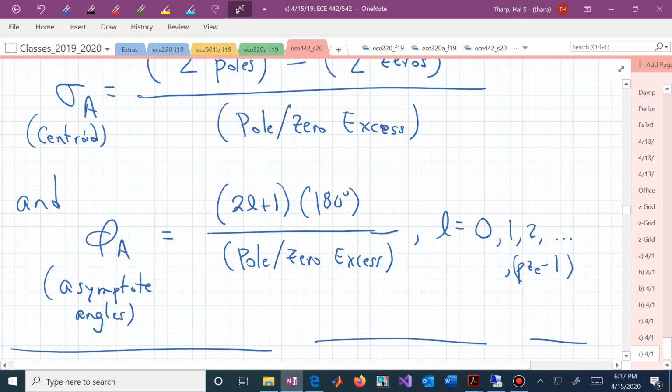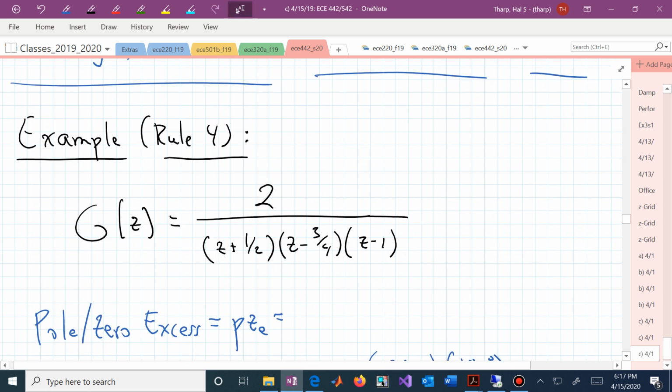The angle of those asymptotes, these are now the construction asymptotes that are drawn from that particular point, sigma sub a. We can now figure out what the angles are that they make with the real axis from that point. And that's now 2L plus 1 times 180 divided by the pole-zero excess, and L now gets evaluated from 0 to 1 to 2 up to pz sub e, the pole-zero excess, minus 1.